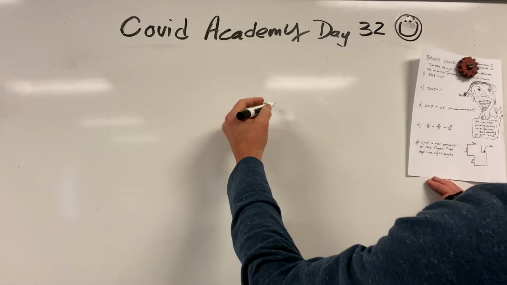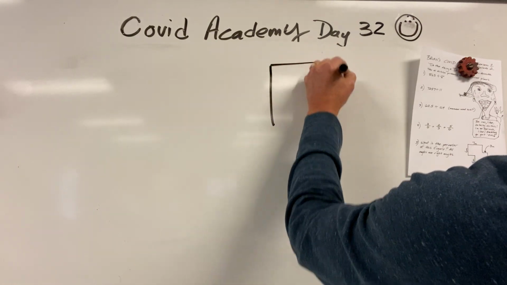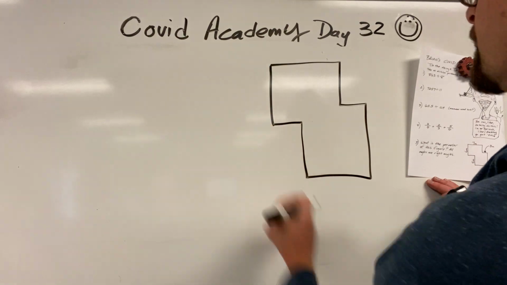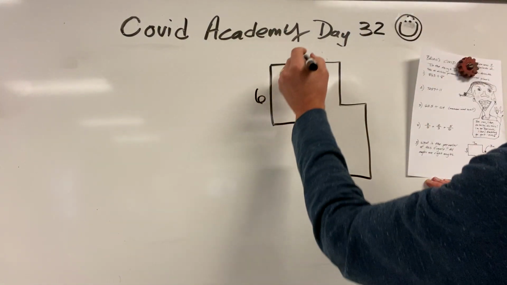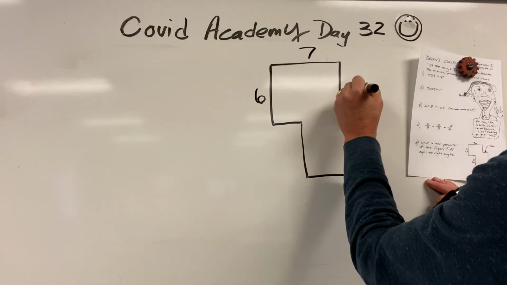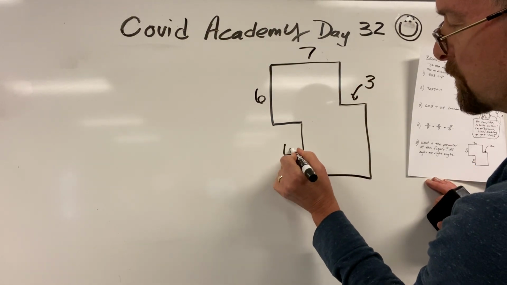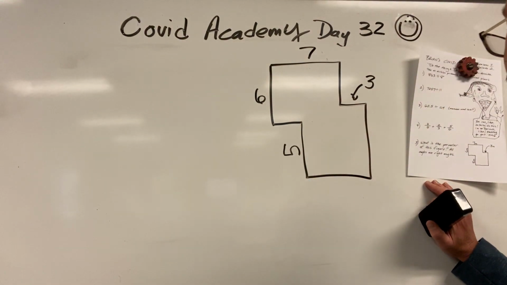Okay, next is the perimeter and the area. There, I've drawn it exactly right. Okay, I know this is 6, this is 7, this one right here is 3, and this one right here is 5. And I said they're all right angles, so you just come up with a perimeter in meters.